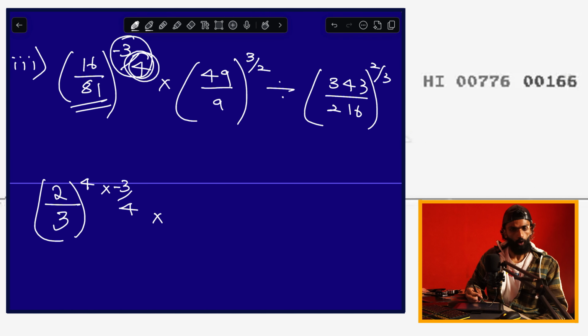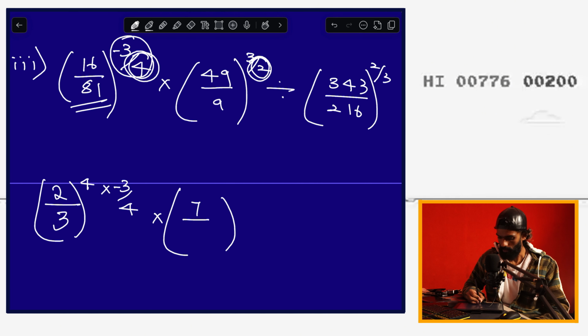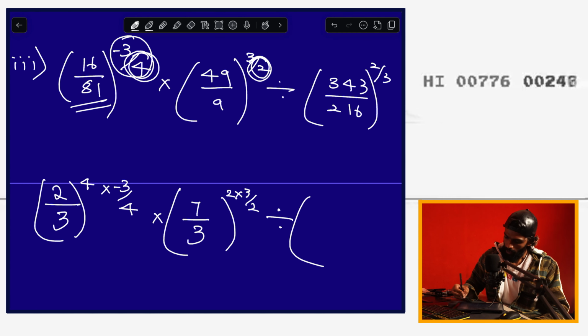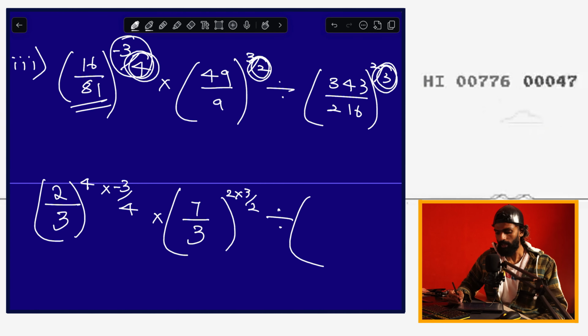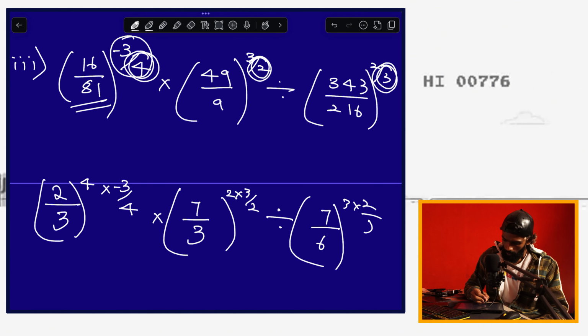The hint here is 2, which means, ask yourself a question. What square is 49? 7 square. What square is 9? 3 square. So it becomes (7 by 3) square into (3 by 2) as it is, divided by, here, what's the hint? 3 cube. What cube is 343? What cube is 216? 7 cube is 343. 6 cube is 216, into 2 by 3. Gets cancelled. Now life becomes much more simpler.